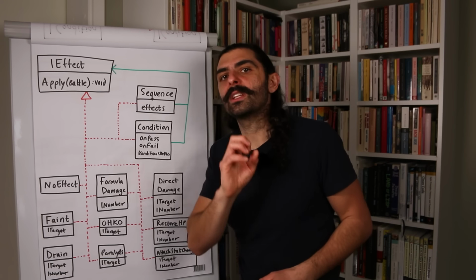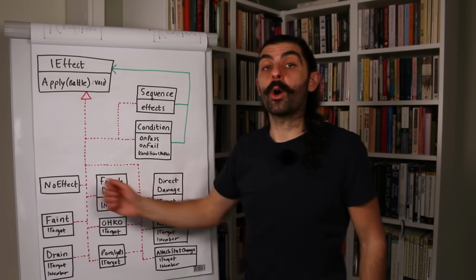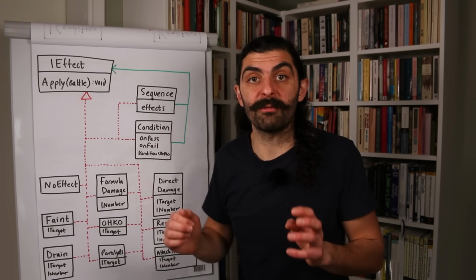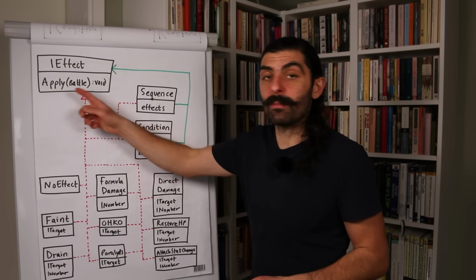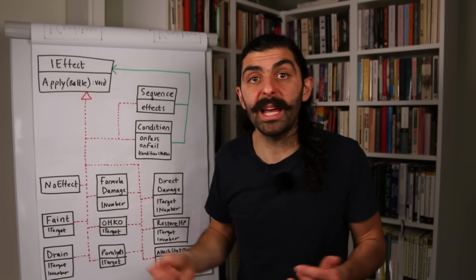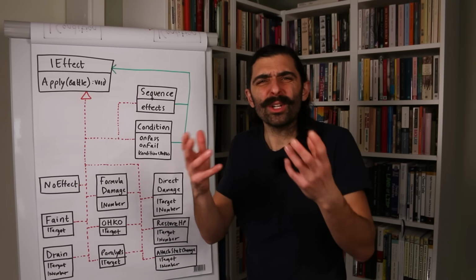But so instead of using null, which forces us to do null checking everywhere, we can use the no effect type. It implements iEffect just like any other effect, but its apply method, when you call apply and pass it a battle, its apply method is completely empty. When you call apply on no effect, nothing happens. How could this be useful?